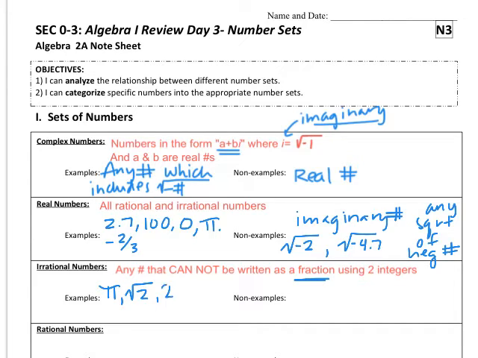Also, a decimal like this, 2.75468, that just continues to go on and on and on, would be an example of an irrational number.